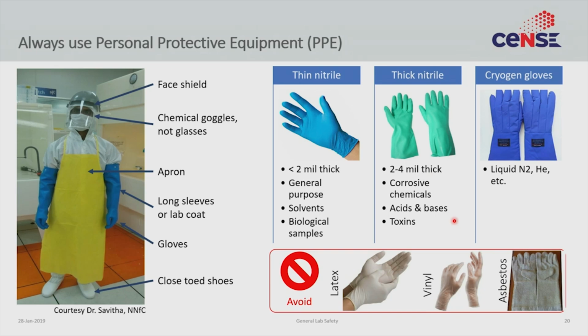which are 2 to 4 mil thick, and they are actually rated for acids, bases, and toxins. Cryogen is nothing to do with wet etching, but again, if you're doing cryogenic work, please use appropriate gloves. Different gloves are rated for different things. There is no one glove that protects you from everything.